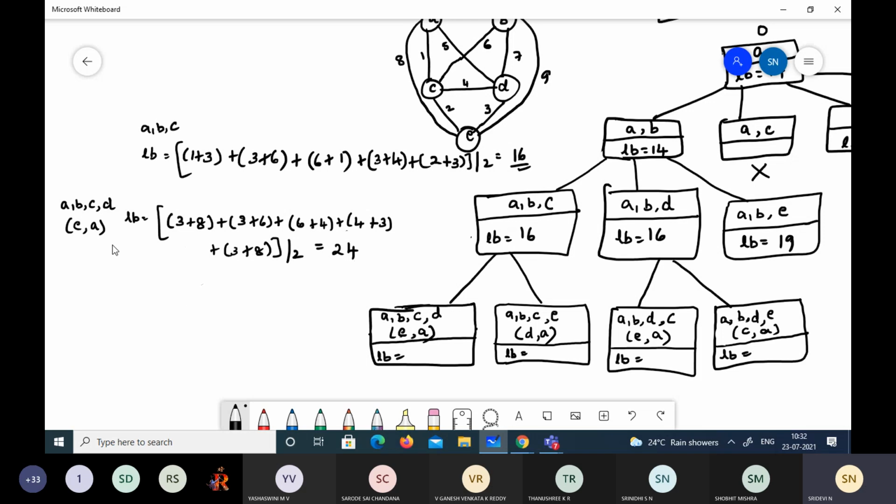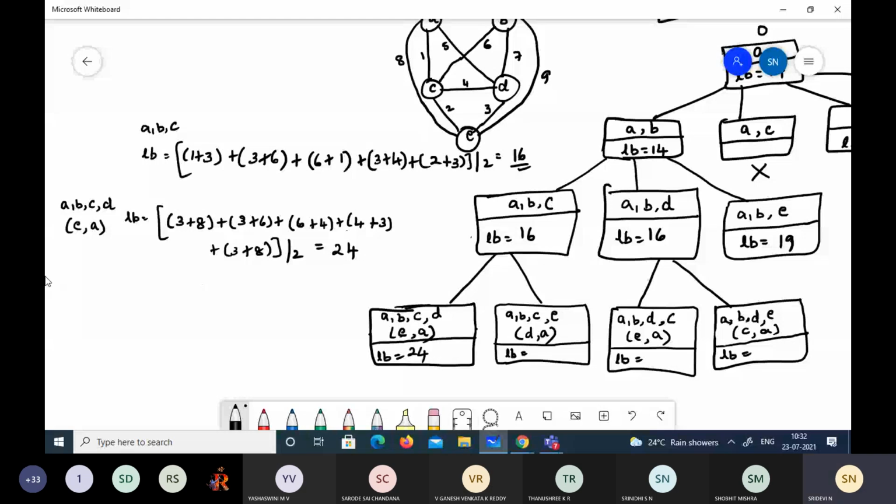See, when you come to the final stage, it becomes easy. From A, you can go to B and E. From B, you can go to A and C. C, B and D. D, C and E. And when it comes to E again, D and A. Those are the paths. So we have taken those paths and calculated the lower bound, and we got it as 24.